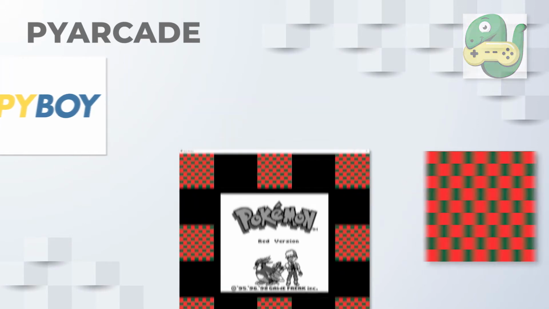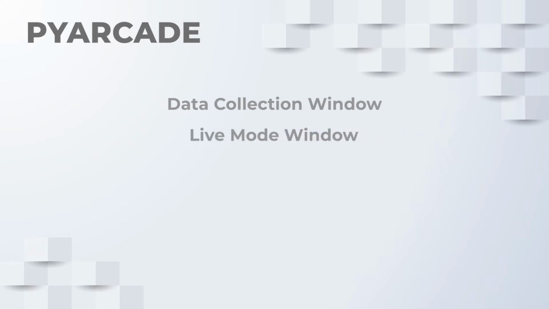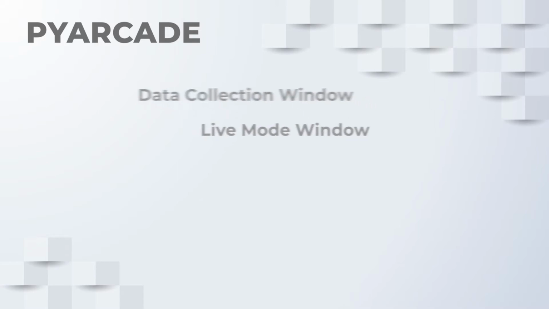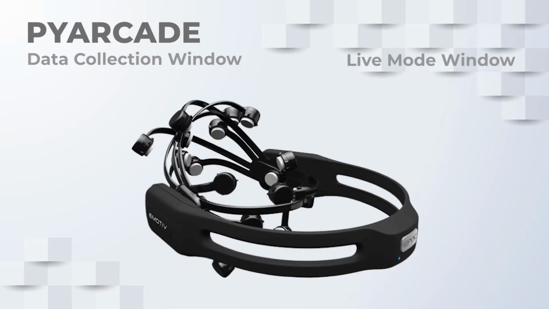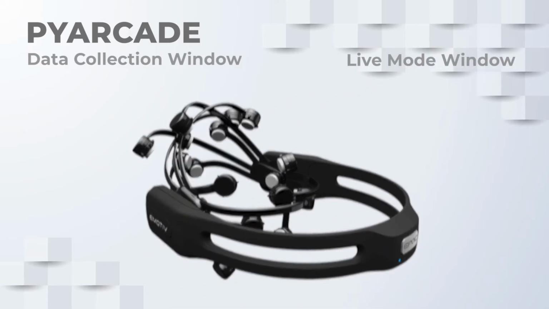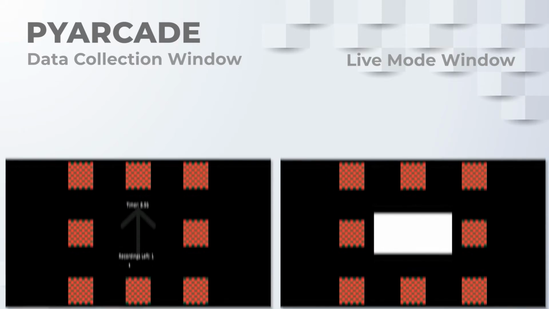We realized that we would need to create two windows, a data collection window to get training data for our models, and a live mode window where we can test the models we create and play the game. The data collection window mimicked the live mode without the gameplay. The live mode window would subscribe to the Emotiv EEG data signal and constantly collect the latest EEG data on every frame of the game.